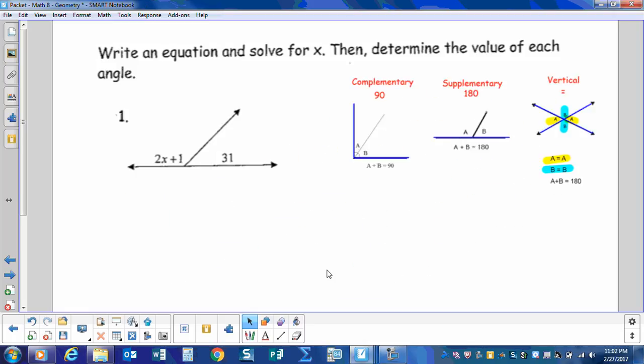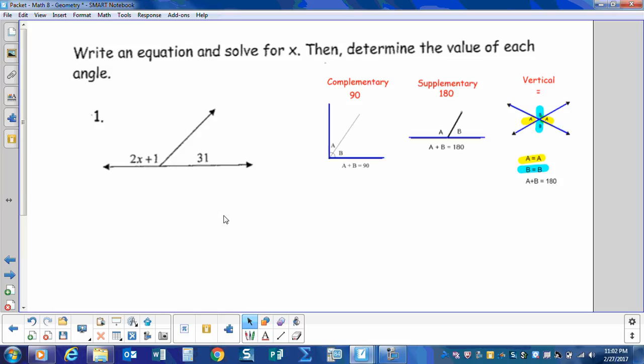So we're going to be writing an equation, so we need an equal sign. So these two angles added together are going to equal 180. And then we're not going to just copy this down. We're really writing an equation that's 2x plus 1 plus 31 is equal to 180. But let's go ahead and combine some of this so we don't have to write so much. So we know they're going to equal 180.